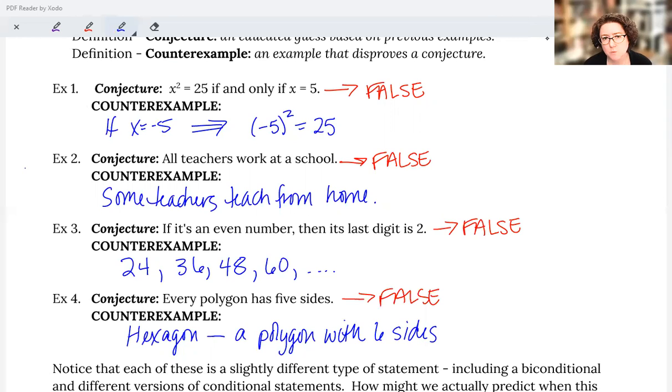Now, take a moment looking at these statements. They're all in different formats. So I kind of used an if-then statement for my counterexample in example 1. But example 2, example 3, and example 4, I just made a statement. Your counterexample does not have to be a conditional statement. It is just some fact or some example or some explanation of why your conjecture was false.